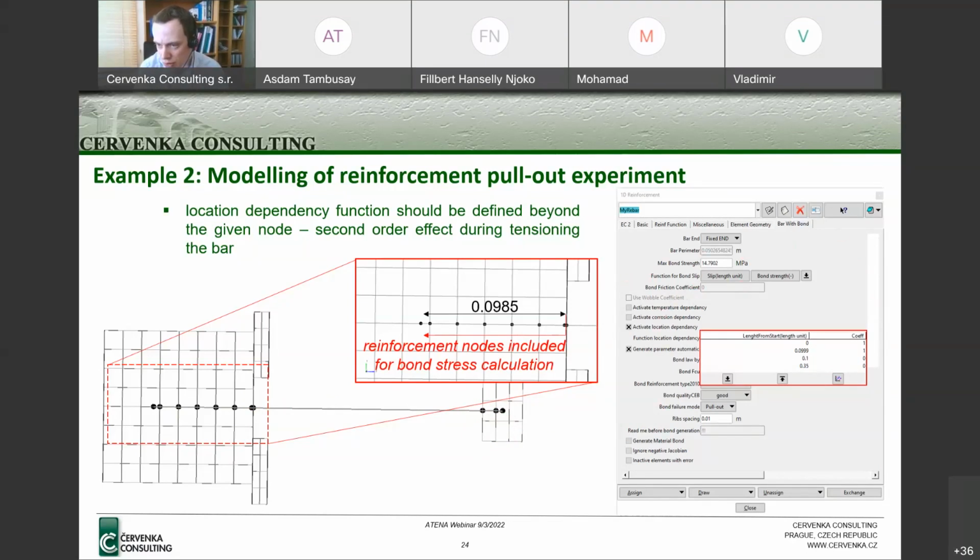There is also a question: could the Hoyer effect in case of pre-stressing bars be modeled? I must say that I'm not familiar with that. So maybe if this question is from Somar, he can contact us by email, and we will look at it and reply. Yeah, the next question: of course, it can be modeled for curved reinforcement.